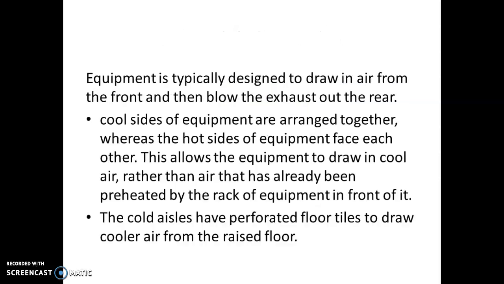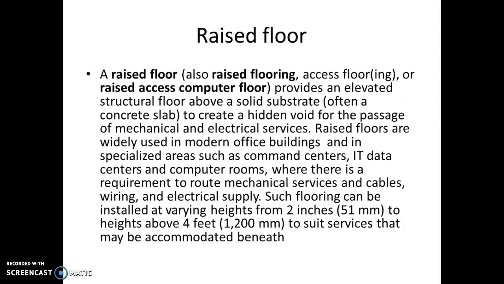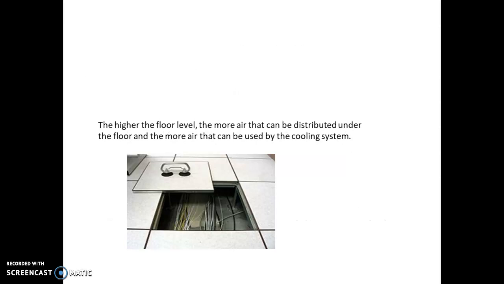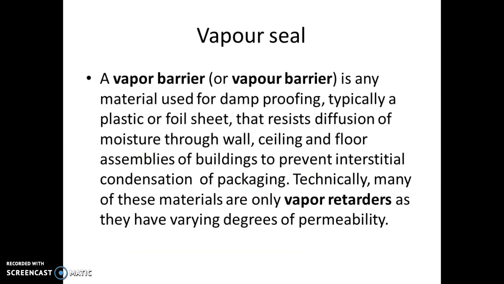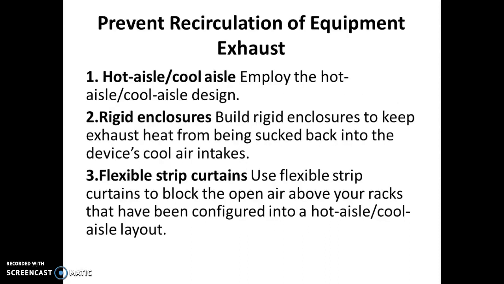So once again, let us revise the concept. To optimize the airflow, the first method is hot aisle versus cool aisle, the second one is raised floor level, and the third one is vapor sealing. In hot aisle versus cool aisle, the cool sides of the equipment are kept close to each other, and from one side it draws the hot air outside the particular room. To prevent the recirculation of equipment exhaust, we can make use of the hot aisle versus cool aisle design.